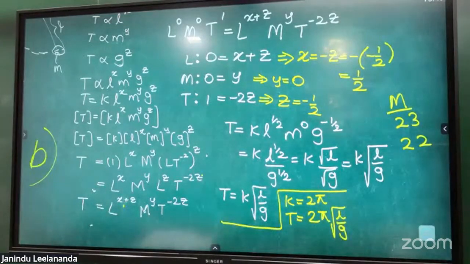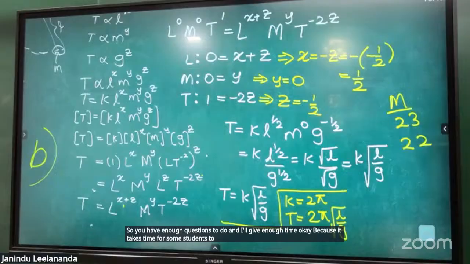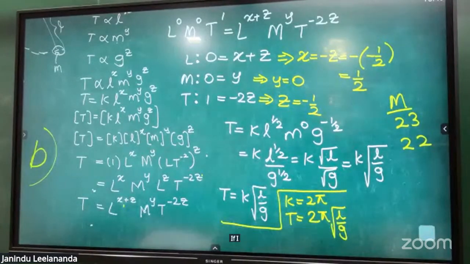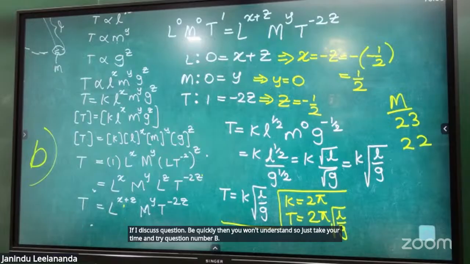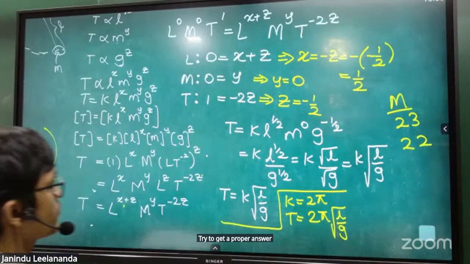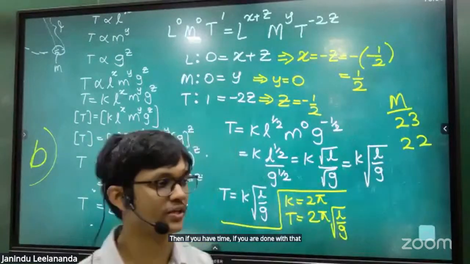So you have enough questions to do, and I'll give enough time, okay? Because it takes time for some students to understand this. So just try to do question number B along, okay? If I discuss question B quickly, then you won't understand. So just take your time and try question number B. Try to get a proper answer for question B. Then if you are done with that question, some students will quickly finish this.